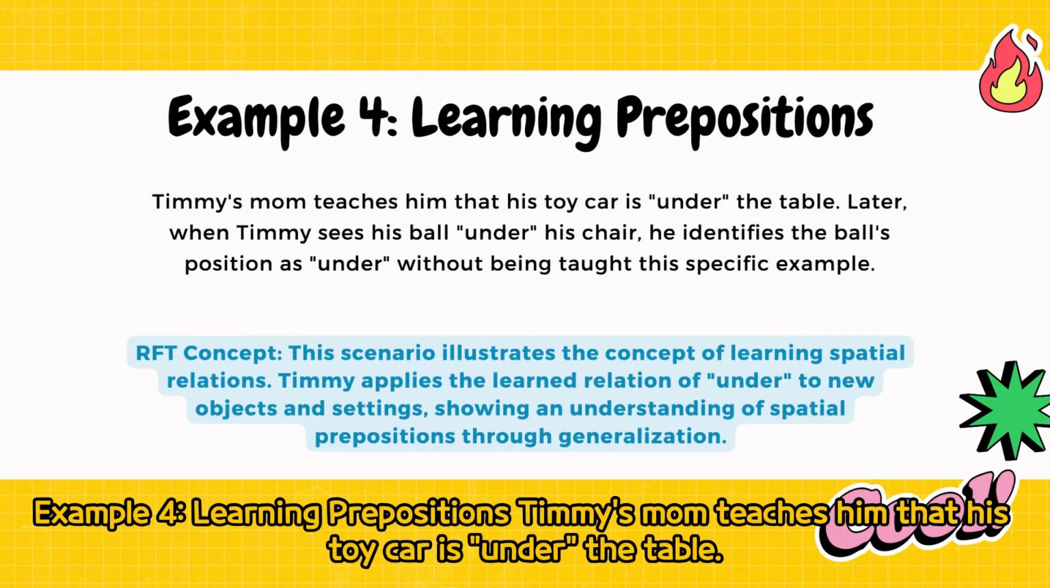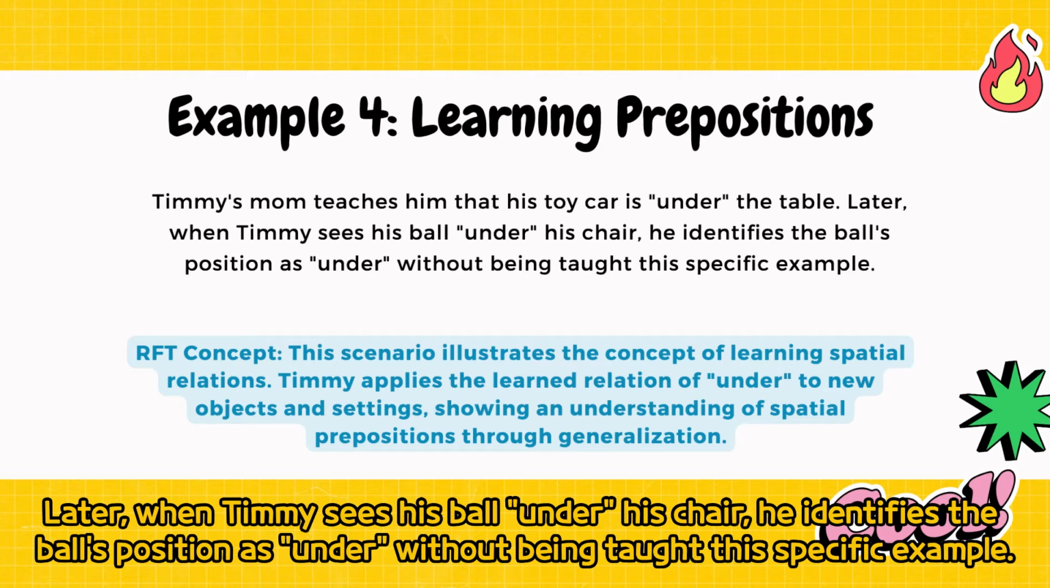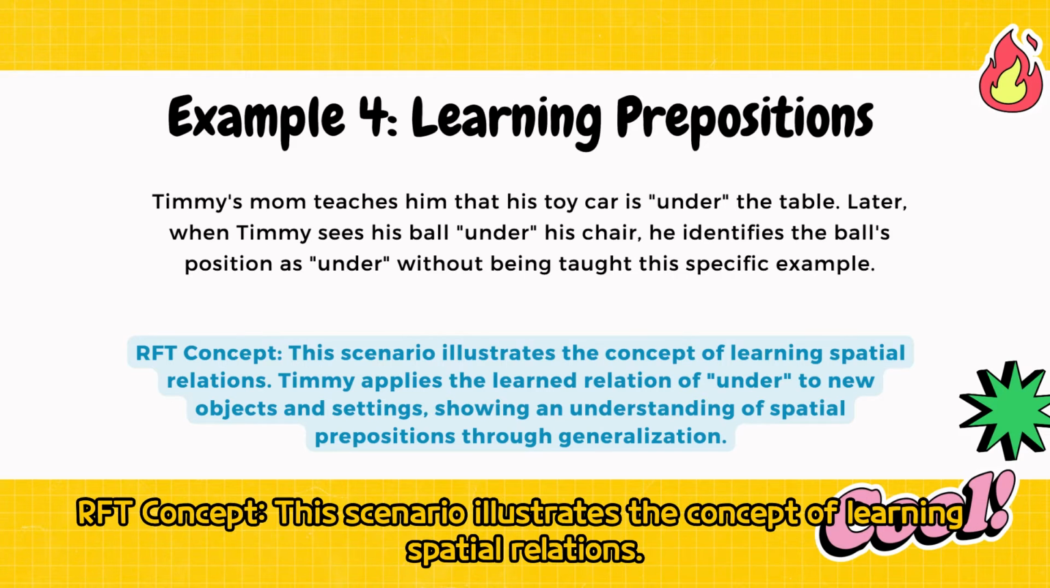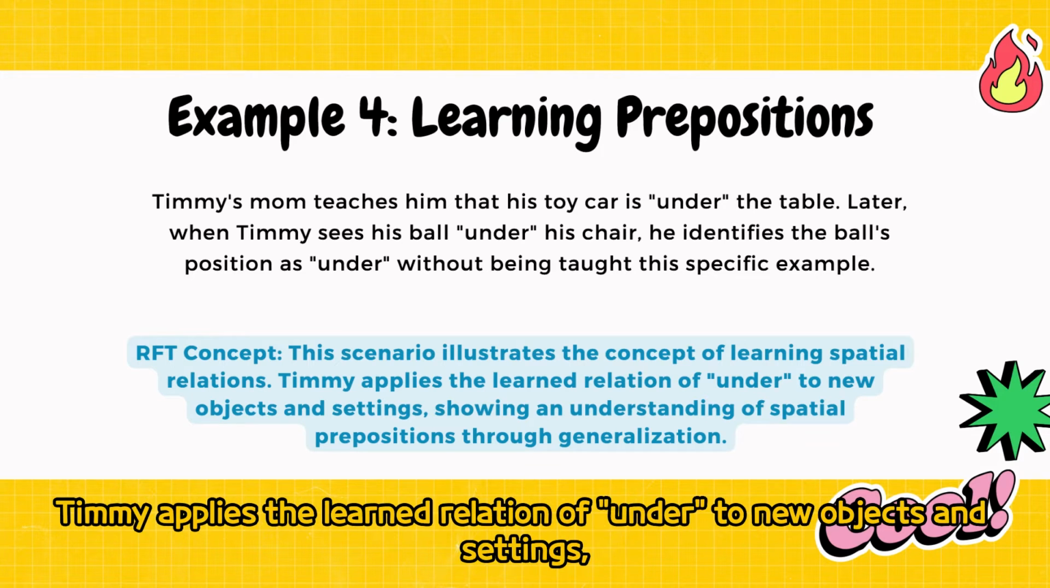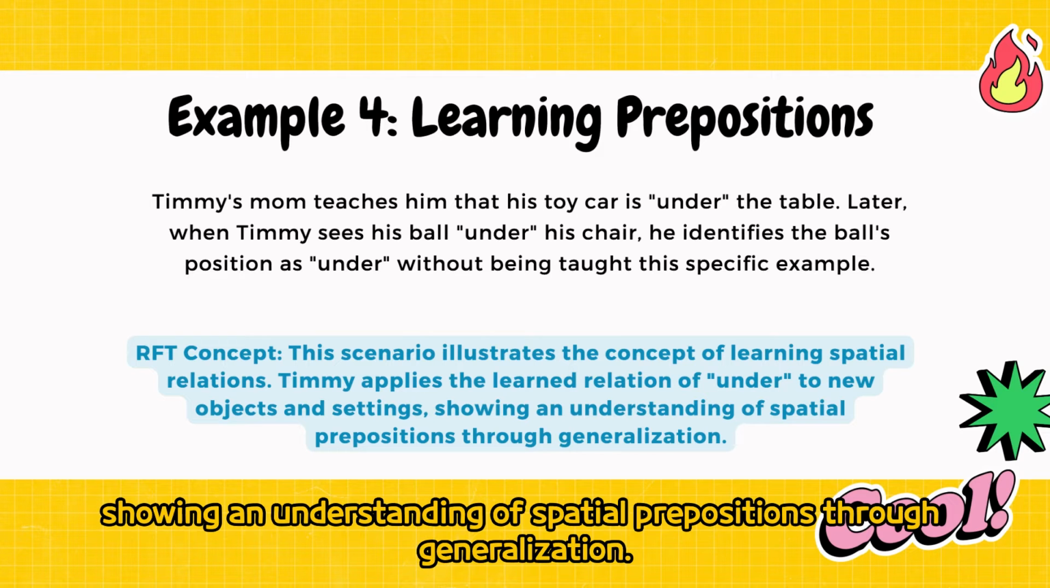Example 4: Learning prepositions. Timmy's mom teaches him that his toy car is under the table. Later, when Timmy sees his ball under his chair, he identifies the ball's position as under without being taught this specific example. RFT concept: this scenario illustrates the concept of learning spatial relations. Timmy applies the learned relation of under to new objects and settings, showing an understanding of spatial prepositions through generalization.